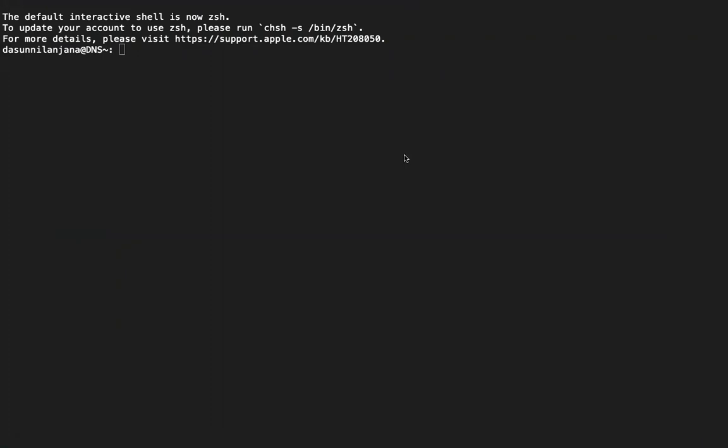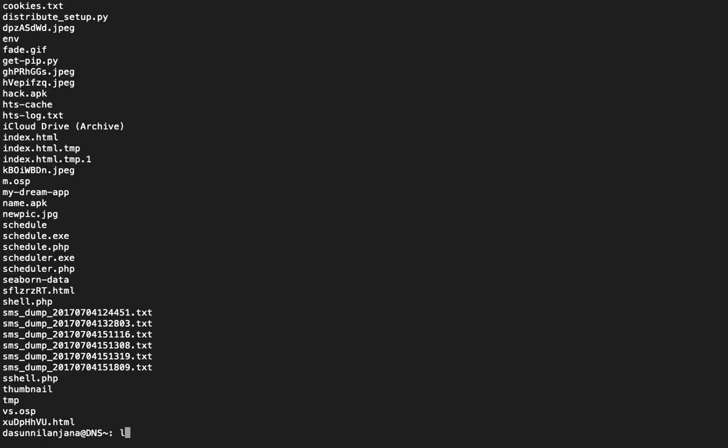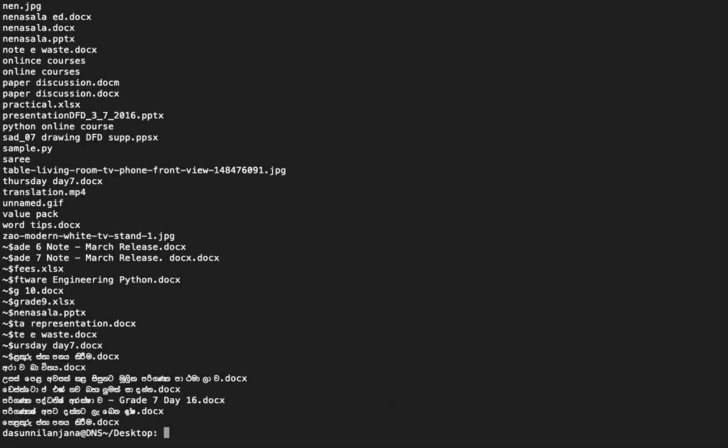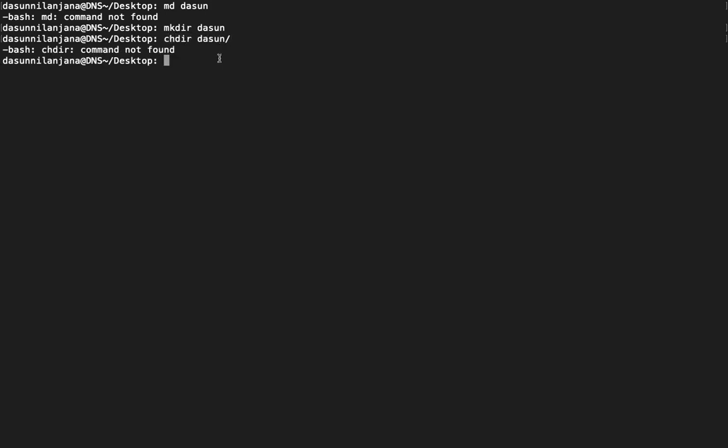You can give commands like clear. Clear is a command. LS is a command. You can say LS minus L to get more details about the files. And again clear to clear this. If you want to go to desktop, CD desktop. And if you want to see what is there in the desktop, LS again. Clear again to clear this. To create a folder, MKDIR Dasun, and the folder will be created. To go inside, CHDIR Dasun, and you are inside that folder.